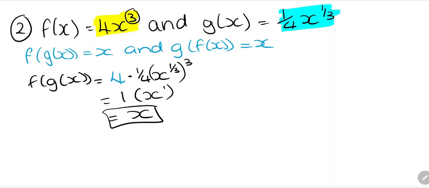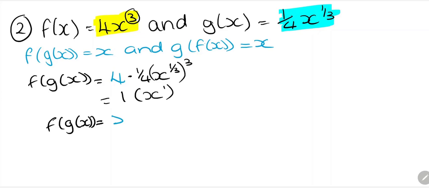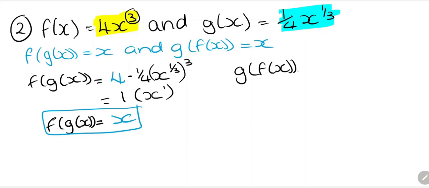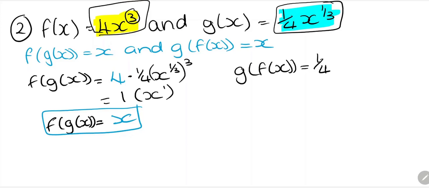So we can say f of g of x is equal to x. So if we look at the other side, we've got g of f of x. This is equal to, and we're going to take the function for g of x, which is our function here, and this is a quarter. Instead of x, we're going to write our function here. So we're going to have 4x cubed, and the x is going to be to the power of a third.